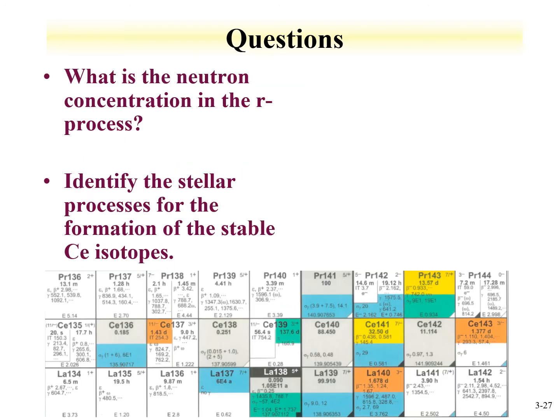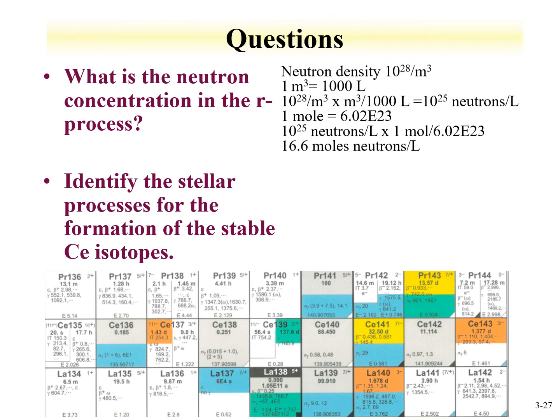What is the neutron concentration in the R process? From the lecture, we noted that the neutron density is 10 to the 28th neutrons per meter cubed. This is 10 to the 25th neutrons per liter, as there's 1,000 liters in a cubic meter. A mole is 6.02 times 10 to the 23rd particles. So if there's 10 to the 25th neutrons per liter, and one mole is 6.02 times 10 to the 23rd neutrons, there's 16.6 moles of neutrons per liter.